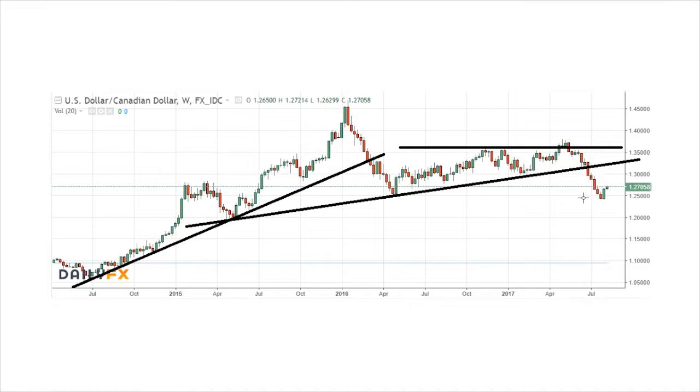So now the market's looking for another psychological level to have that support. It might be this area. It might continue to climb down. It's very hard to tell at this point.